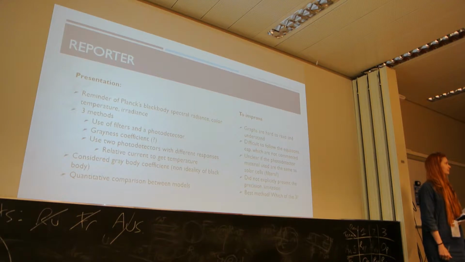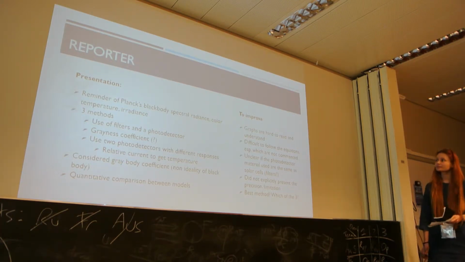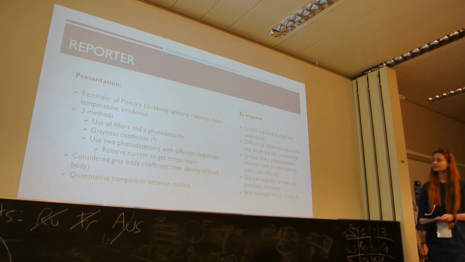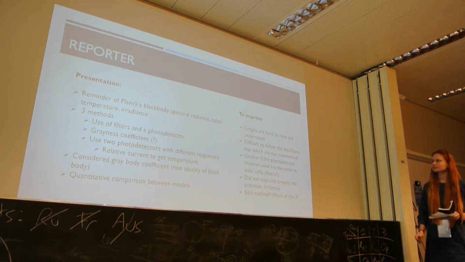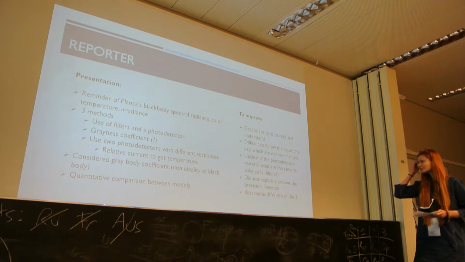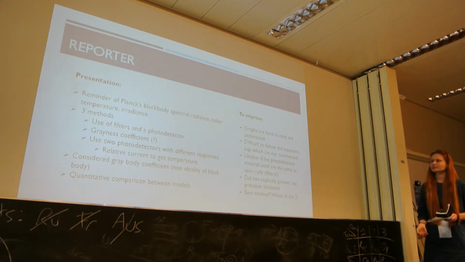They proposed 3 methods: filters and photodetector. The second one I found hard to understand. The third one used 2 photodetectors and used the relative current to get the temperature. They also considered non-ideal black bodies, introducing gray bodies and non-ideality coefficients, and also compared quantitatively their model.